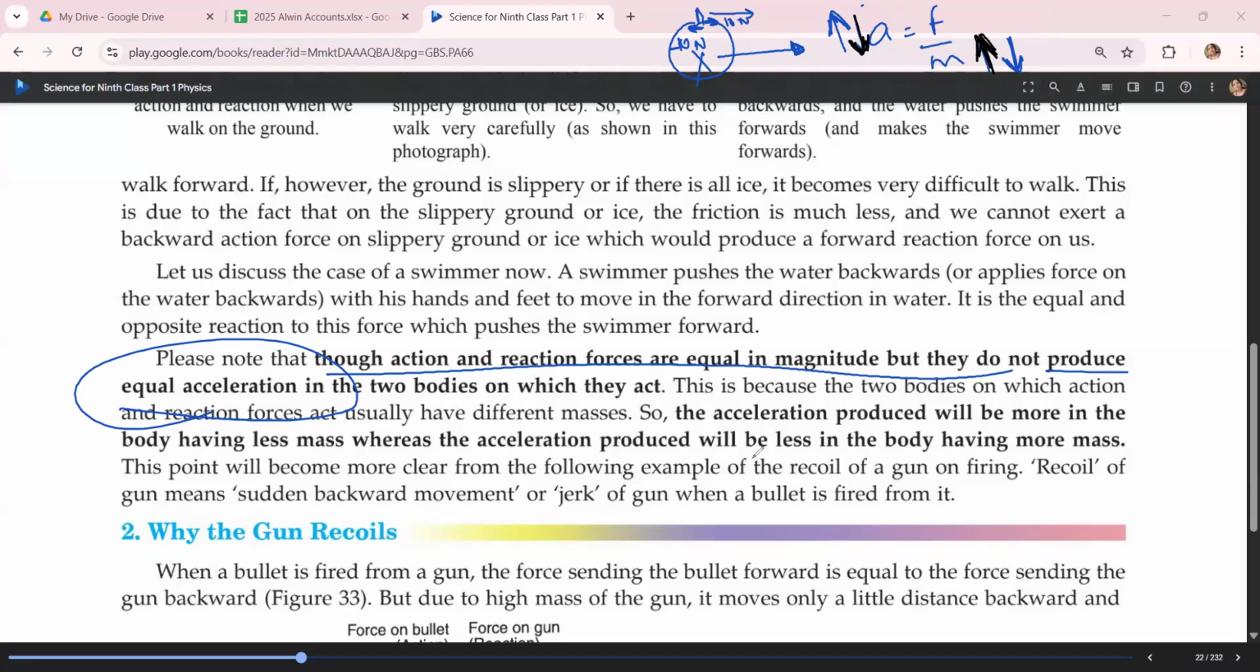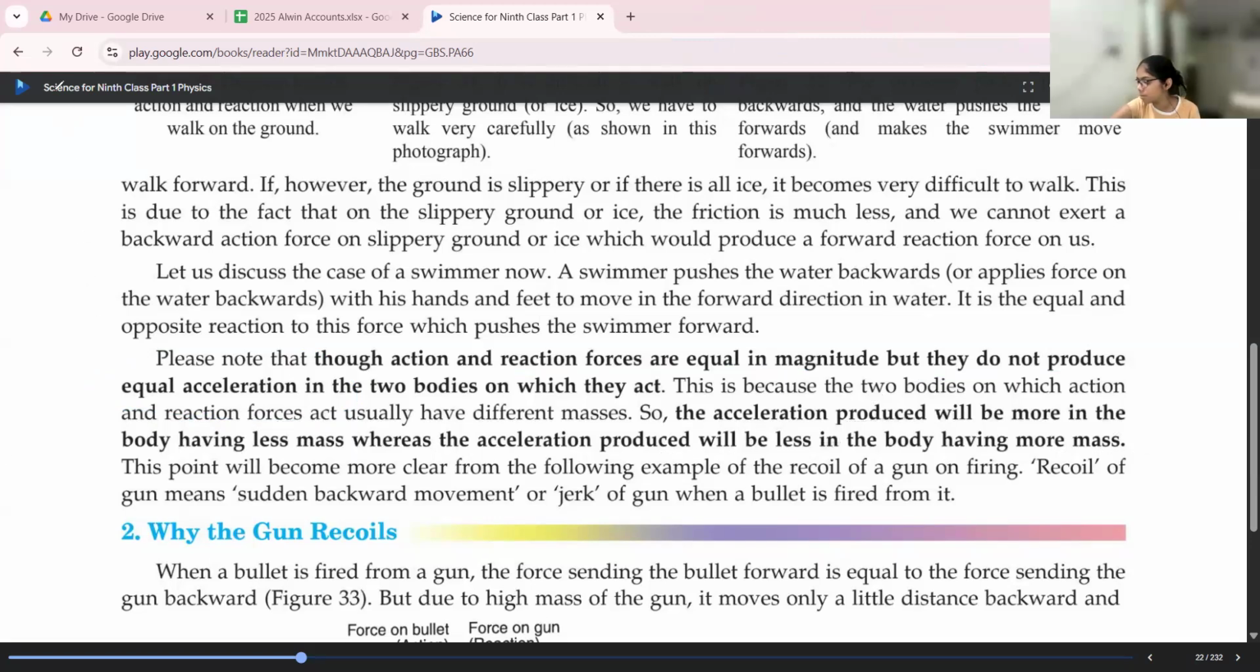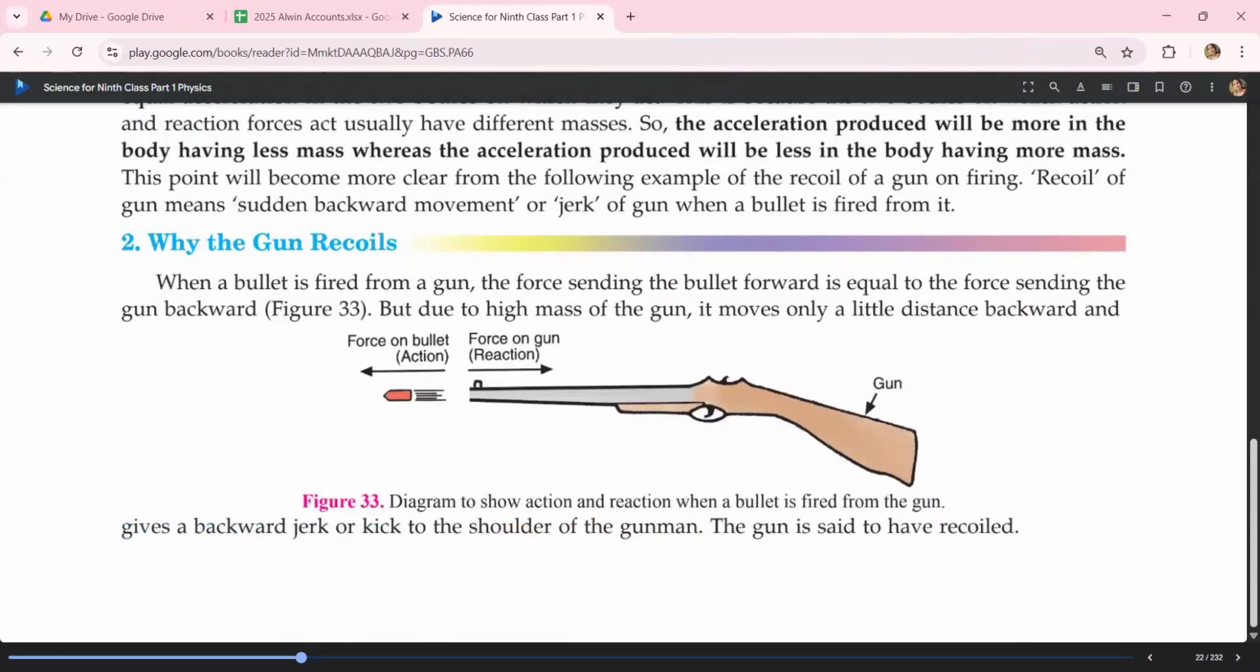So the acceleration produced will be more in the body having less mass, whereas the acceleration produced will be less in the body having more mass. Is this clear or not? Yes, ma'am. Now we will be understanding the case of recoiling of a gun.